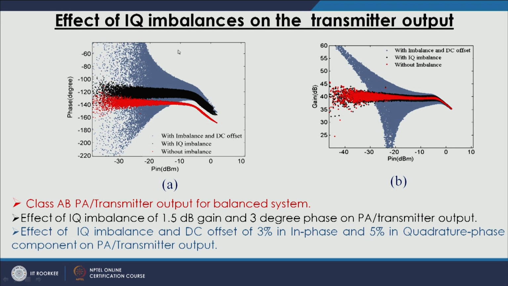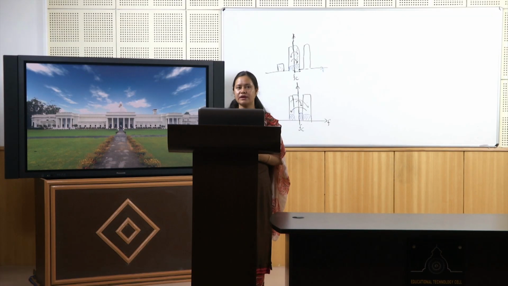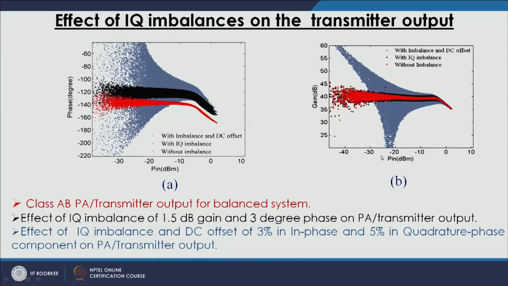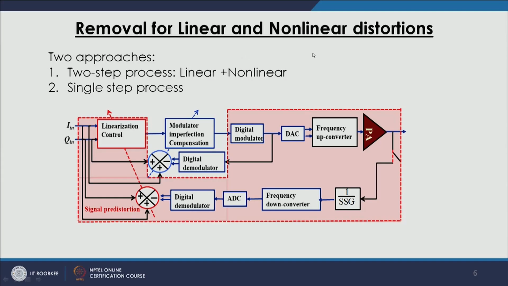this blue one is the output of the power amplifier with respect to input power, and we can see it is very much broader, it is much more noisy, and it should be difficult to model because there is so much dispersion here. So, now we have seen the impact of this system at the PA output. We know what kind of modeling we require, and there are two approaches to remove the distortion because of the linear and the nonlinear distortion.